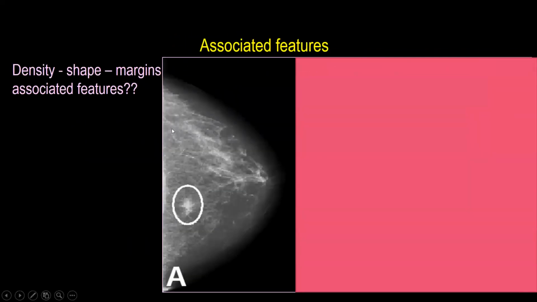What about this one? Density. Compare it with here. Equal. Okay, but it seemed to be a little bit higher. No, high, you can pass it. Shape: irregular. Margin: speculated. Associated feature. Not clear, so ask me.